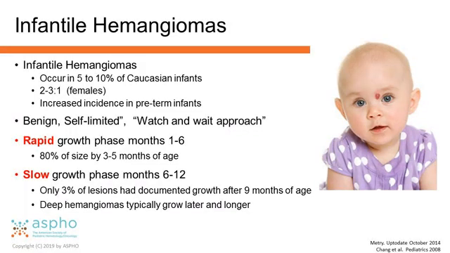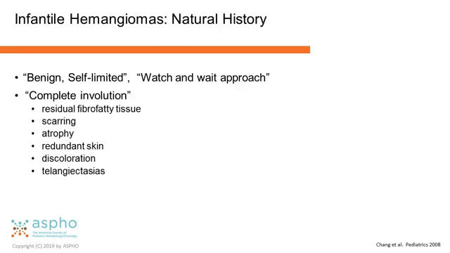Infantile hemangiomas are the most common vascular tumor in infants and occur in 5 to 10% of Caucasian infants, with a predilection for female and premature infants. These are benign and self-limited, and a watch and wait approach has been applied over the years. They grow rapidly in the first 6 months of life, reaching 80% of their size by 5 months, and then go through a slower growth phase, months 6 through 12. In one study, only 3% of lesions had documented growth after 9 months of age. However, deep hemangiomas typically grow later and longer.